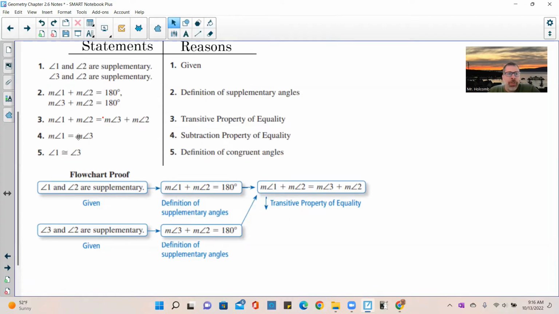And after we said that, we can get rid of those angle 2's by subtracting. And we end up with a flow chart that says the measure of angle 1 equals the measure of angle 3 and the reason underneath, subtraction property of equality. And finally, we lead to what we're trying to prove, which is angle 1 is congruent to angle 3. And that is the definition of congruent angles. So flow charts are almost identical to two-column proofs. It's just the layout is different.